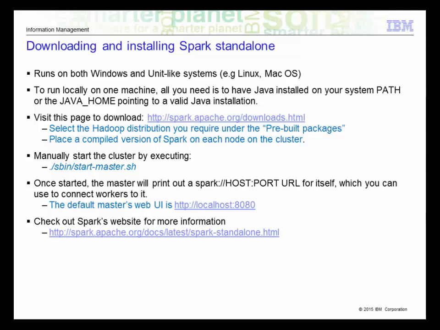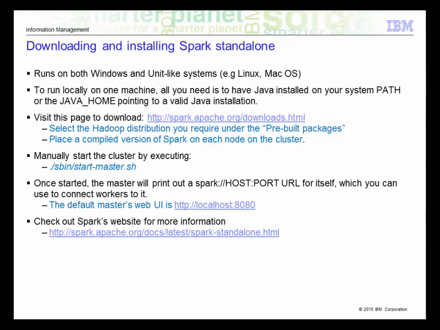Spark runs on Windows or Unix-like systems. The lab exercises that are part of this course will be running with IBM Big Insights. The information on this slide shows how you can install the standalone version yourself with all the default values that come along with it. To install Spark, simply download the pre-built version of Spark and place a compiled version of Spark on each node of your cluster.